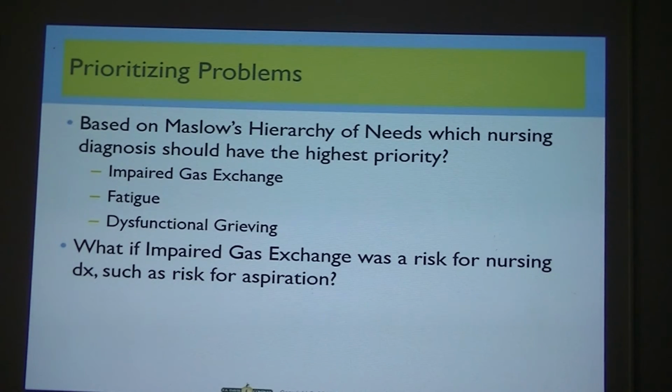So based off of Maslow's hierarchy of needs, which of these do you think would have the highest priority? Impaired gas exchange, fatigue, or dysfunctional breathing? So it'd be impaired gas exchange because that's a basic need. Fatigue and dysfunctional breathing are not a basic need. What if impaired gas exchange was turned into a risk for, like risk for aspiration? So let's say you have risk for aspiration, fatigue, and dysfunctional breathing. The answer would still be risk for aspiration for that.